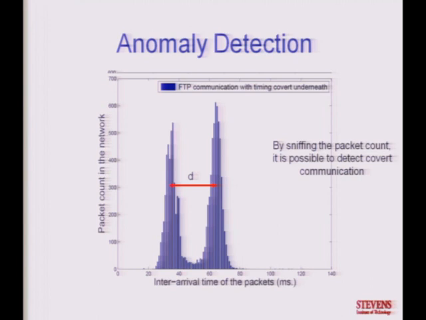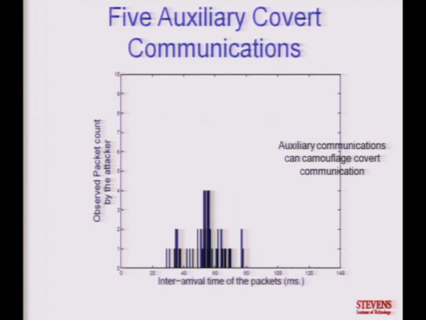Now, the others, the network can sort of camouflage it. In this experiment, we had 5 separate transmit-receive pairs, each one not just transmitting FTP but also covert communication underneath. If you look at the packet count distribution, it looks very similar to the case when there was no covert communication. So what happens is the others can effectively camouflage each other.